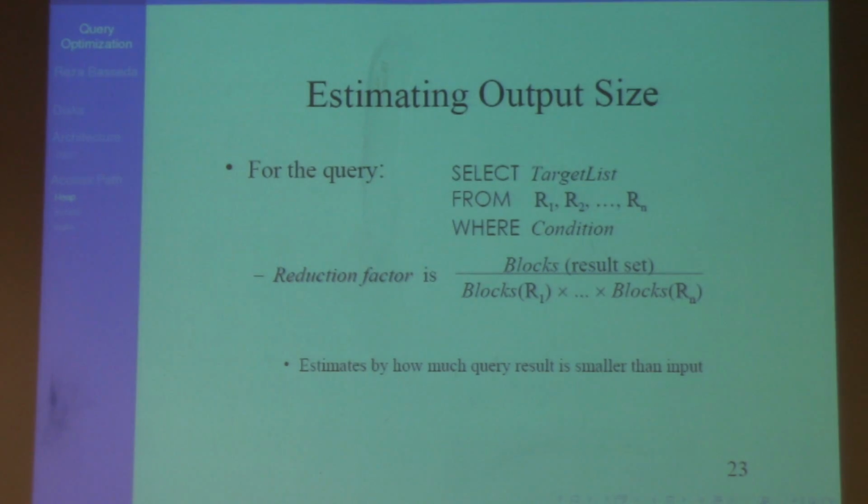So, what is the worst case size of output? The entire table. What is the worst case size of output? The whole Cartesian product. What is that? The number of blocks of R1, number of blocks of R2, and so on. Okay. So, what is the result? Some output, right? So, the number of the output to the whole thing we will call the reduction factor.